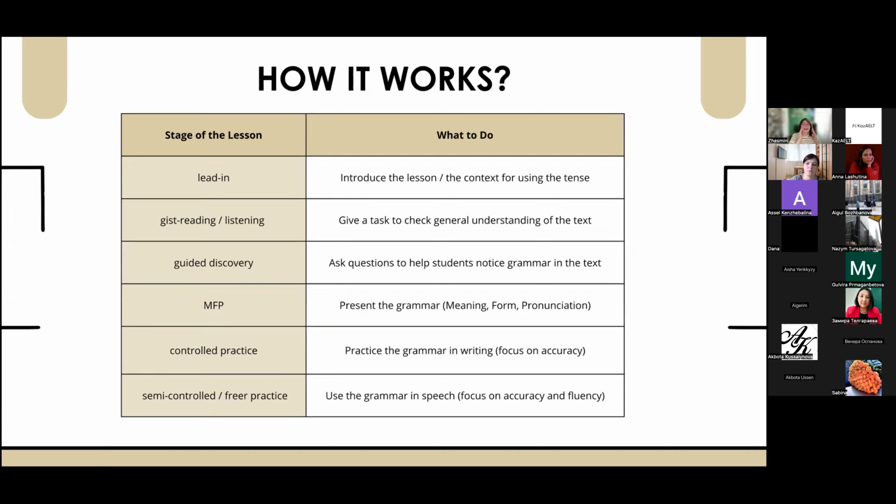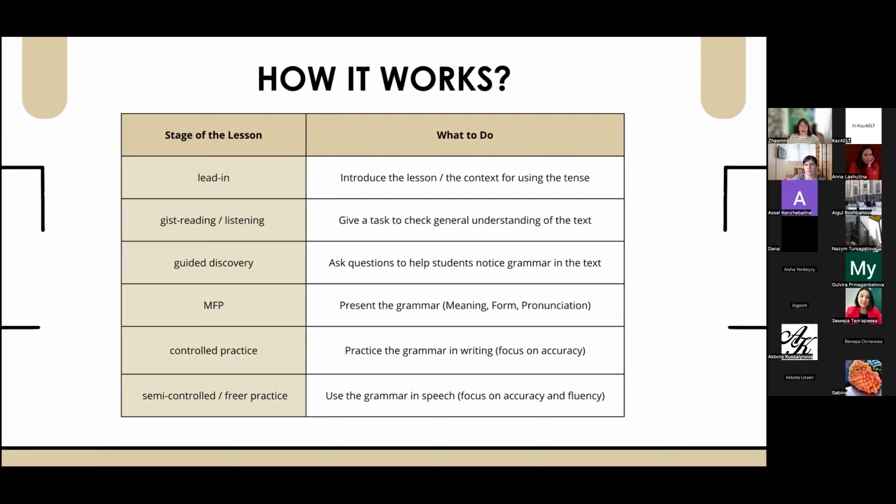Then we move on to guided discovery, where you ask questions to help students notice the grammar in the text. Notice, not try to understand it completely. Then MFP: we present the grammar, meaning, form, pronunciation. Then we have controlled practice, practicing the grammar in writing. Here we focus on accuracy, so your students don't make mistakes while writing, on form mistakes specifically, like not 'he don't' but 'he doesn't'. This is the part where we focus on that.